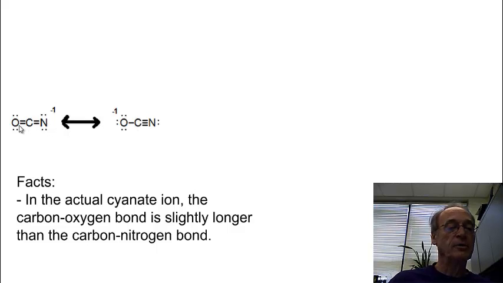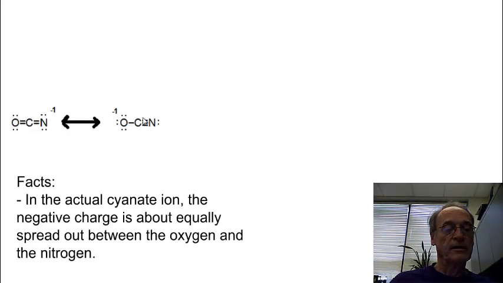So this bond between the carbon and the oxygen is sort of like a double bond. It's sort of like a single bond. We might even call it a bond and a half. This bond between the carbon and the nitrogen is sort of like a double bond, sort of like a triple bond. We might call it 2.5 bonds. And so you'd expect this bond to be slightly longer than this bond.